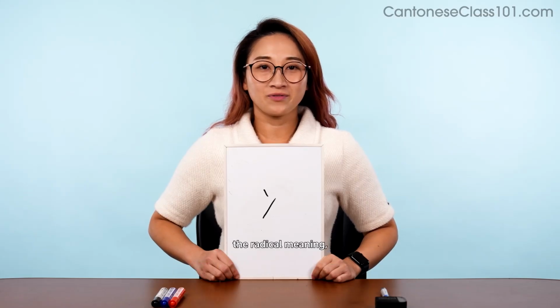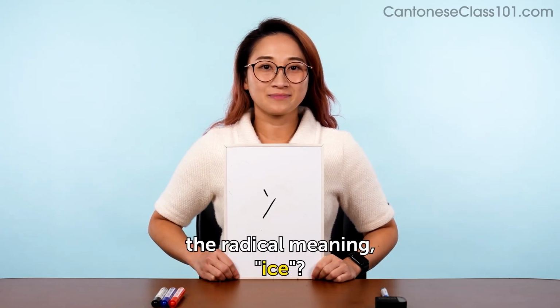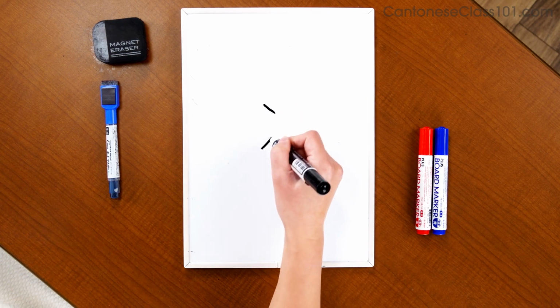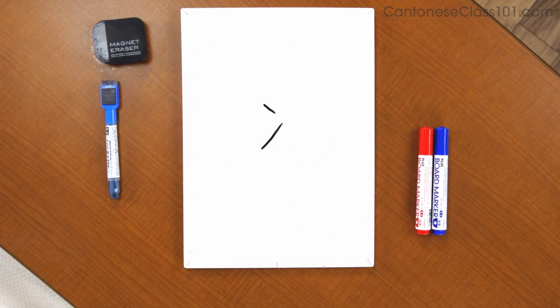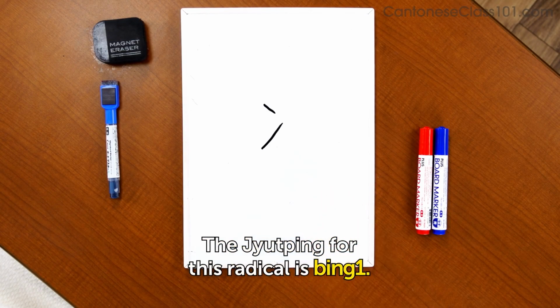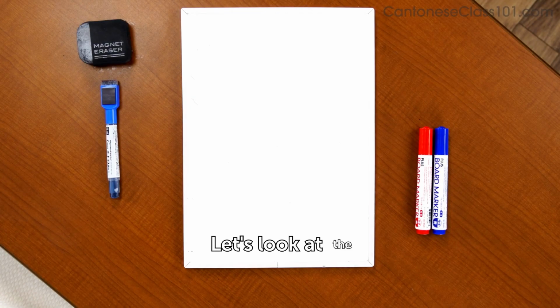Do you know how to write the radical meaning ice? 冰 The Yuping for this radical is 冰. Let's look at the stroke order.